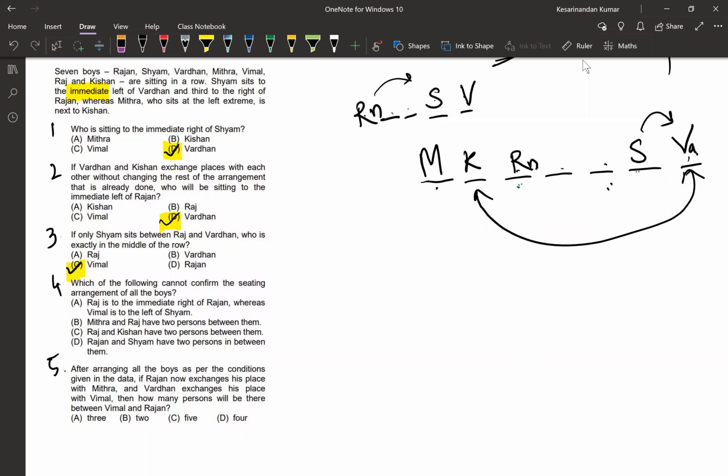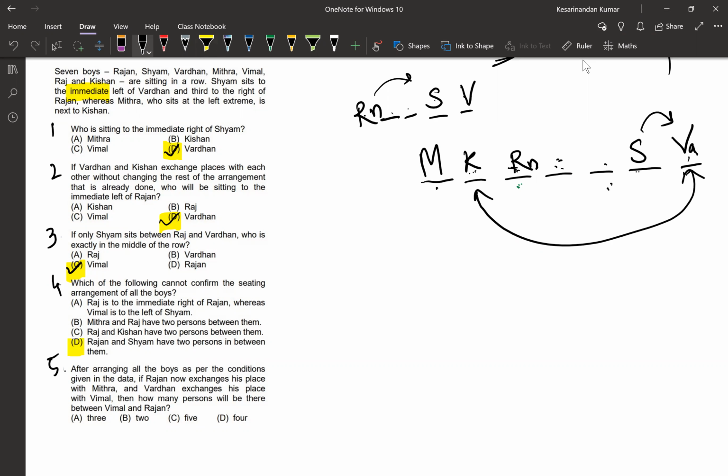Raj and Kishan have two people between them. Now this is Kishan and Raj, two people between them, because here there is a dead end, so here there can be nothing. So Vimal will be here then. Perfect. Even this works. Then without checking the final one, I'll mark D.